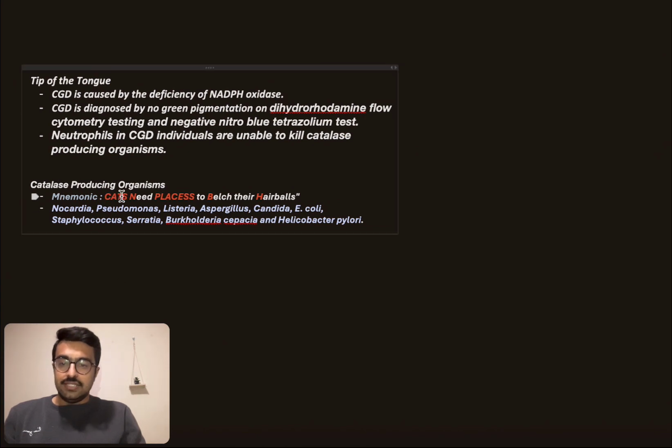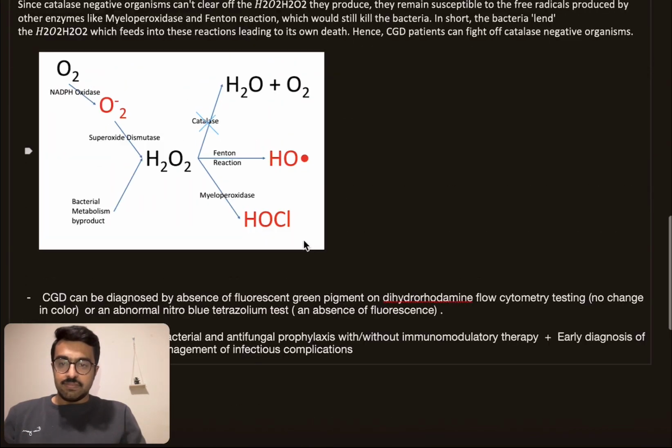So CATS, cats need places to belch their hairballs. Cats is the catalase producing organisms and refers to Nocardia, Pseudomonas, Listeria, Aspergillus, Candida, E. coli, Staphylococcus, Serratia, Burkholderia cepacia, and Helicobacter pylori. So I think this is all about chronic granulomatous disease.